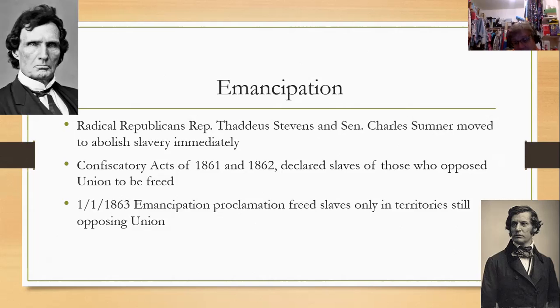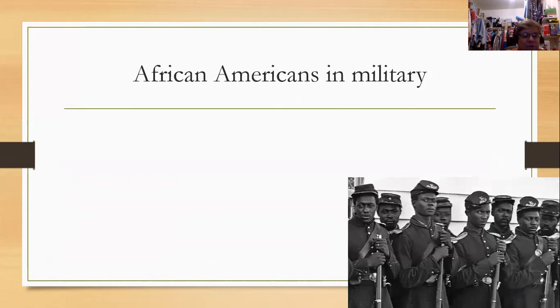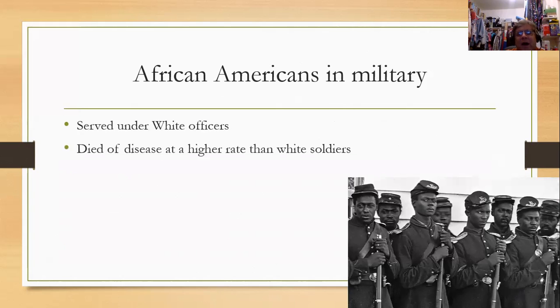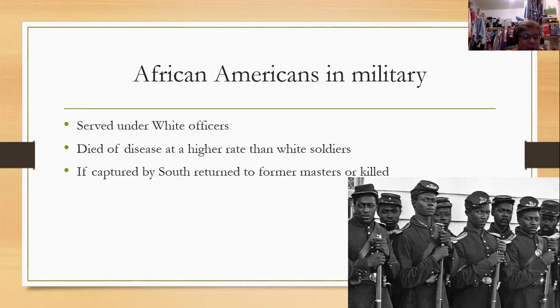Places like Kentucky and Maryland, slaves weren't freed by the Emancipation Proclamation, but it did make the Civil War officially over the issue of slavery. And there were slaves that were fleeing north or to Union troops. And there were African Americans that fought in the Civil War. They would always serve under white officers. Things were worse for them. They would die of disease more often than white soldiers. And if they were captured, they may just be killed rather than taken prisoner or returned to former masters.